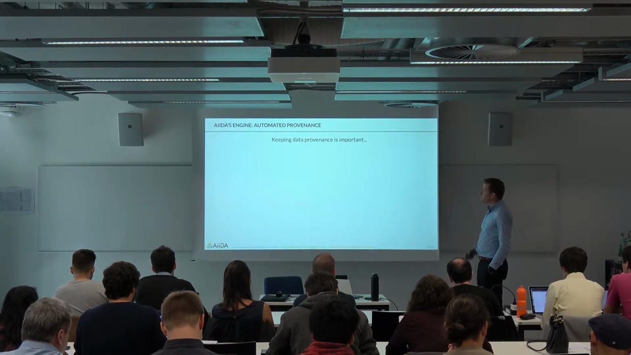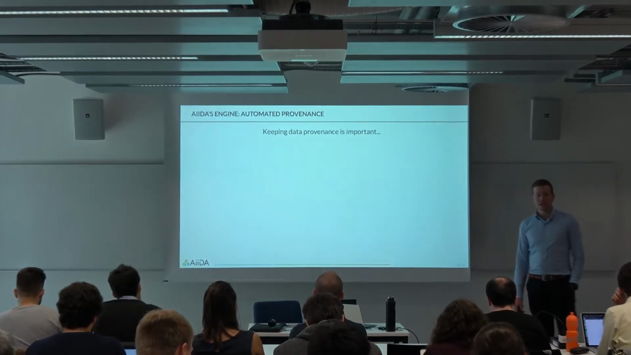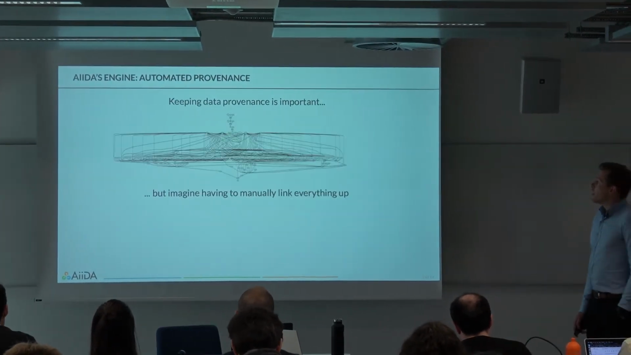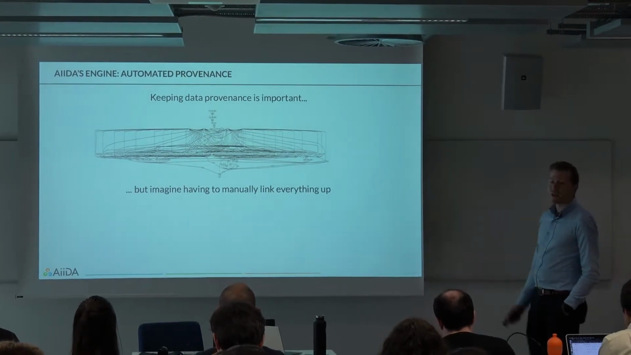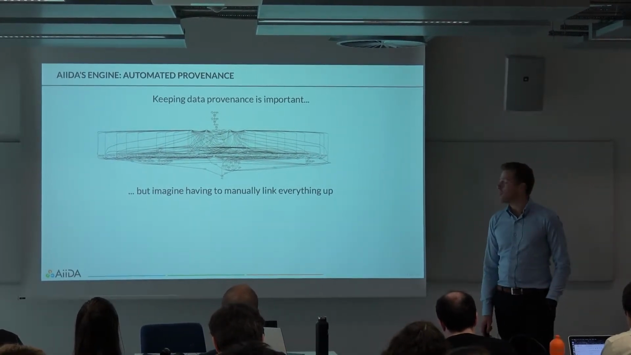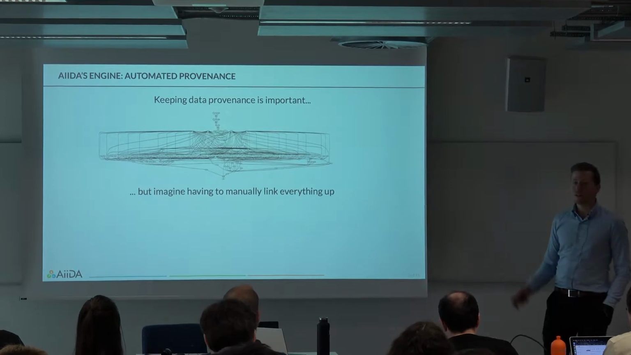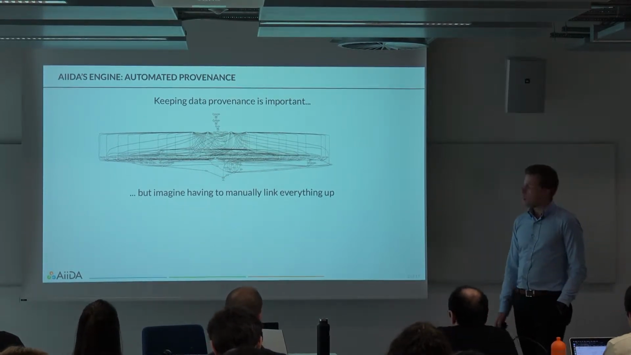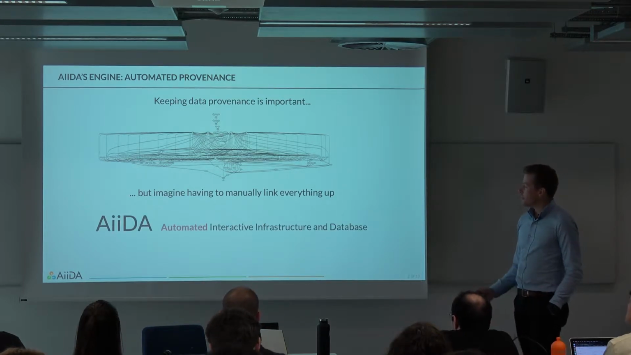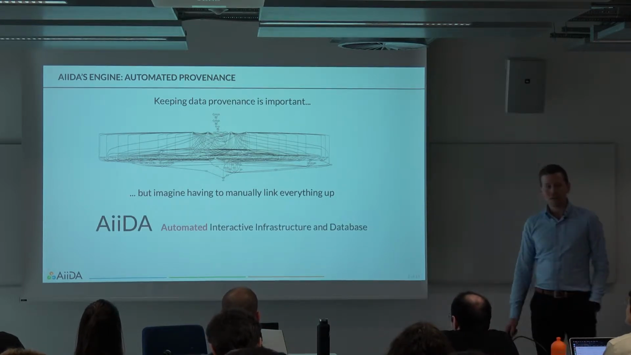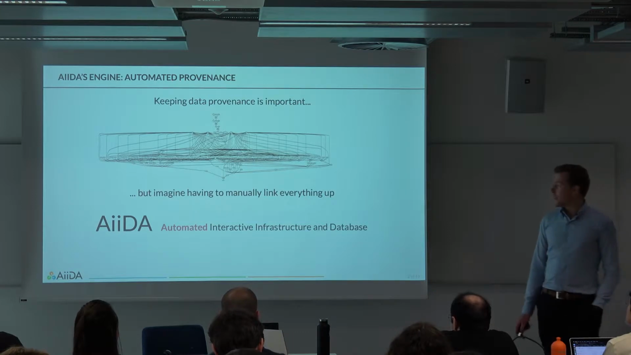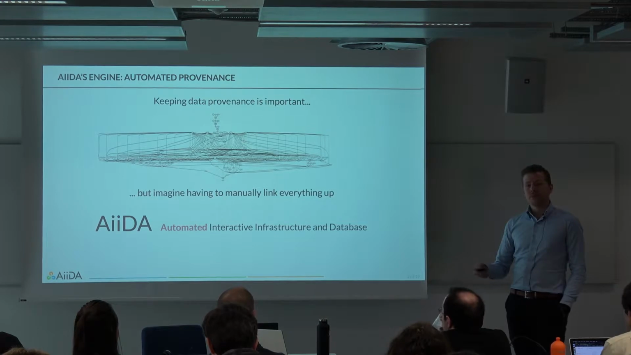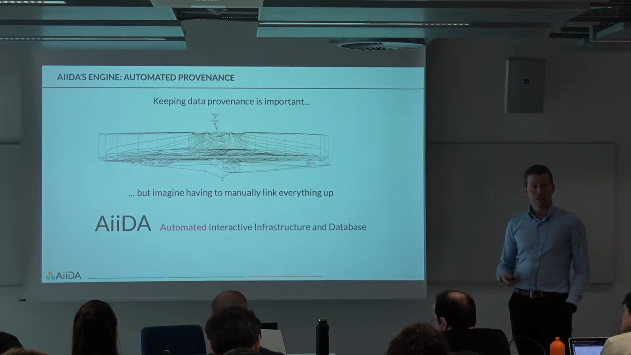So one of the core pillars, as you've seen yesterday, of AiiDA is keeping the provenance. But imagine such a provenance graph you've seen is not even that complicated. Imagine having to link all these nodes up by yourself manually would be a horrific task. And AiiDA actually, the A stands for automated, so it kind of promises you that all this stuff is automated. And that's in a sense also what the engine then does. The engine allows you to write workflows, and on top of this, for free, it will keep the provenance.